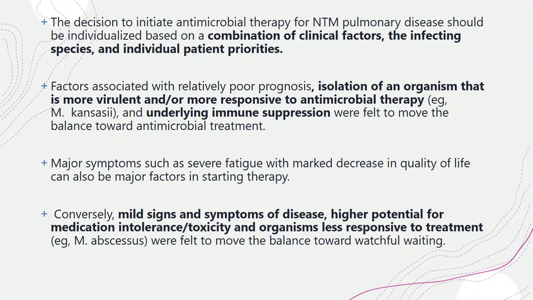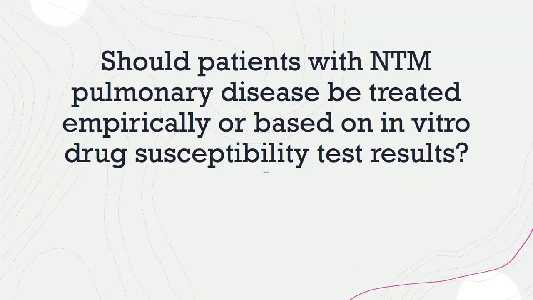Is your patient young of age? Do they have an organism that's very responsive to antimicrobial therapy? Do they have an organism that is known to cause very severe disease and high mortality? Do they have immune suppression at baseline? Do they have mild symptoms, or do they have severe symptoms that are affecting their quality of life? Those are all things you want to keep in mind when you're deciding and having a discussion with your patient about prospective therapy options for them.